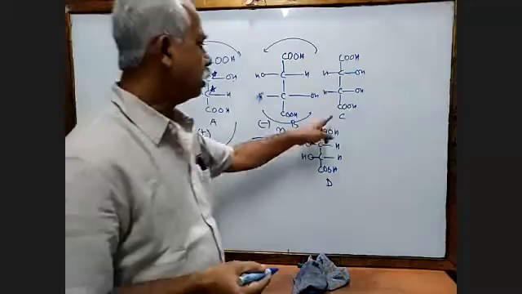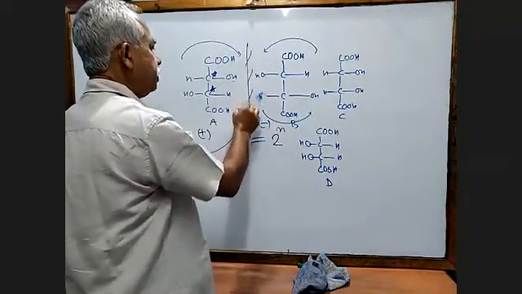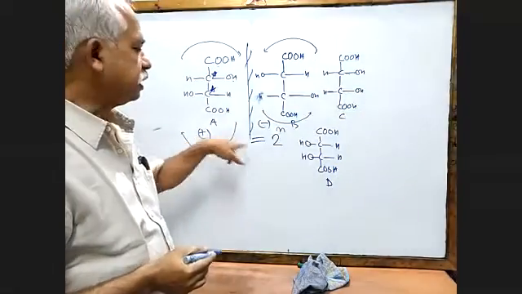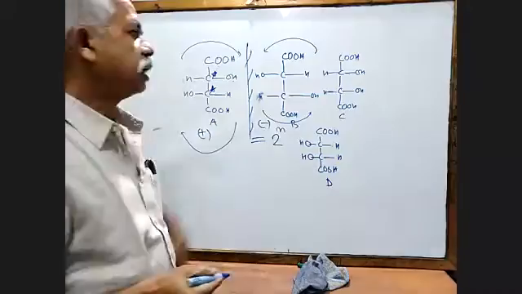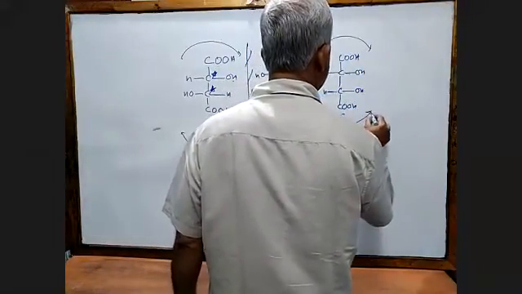Now look, these two are mirror images of each other. So this is called dextrotartaric acid. This is called levotartaric acid. Now look here. If I apply the same concept, what will happen?